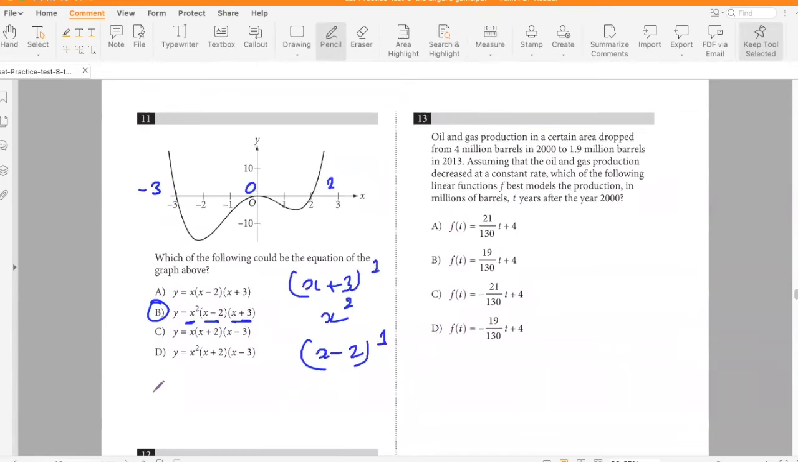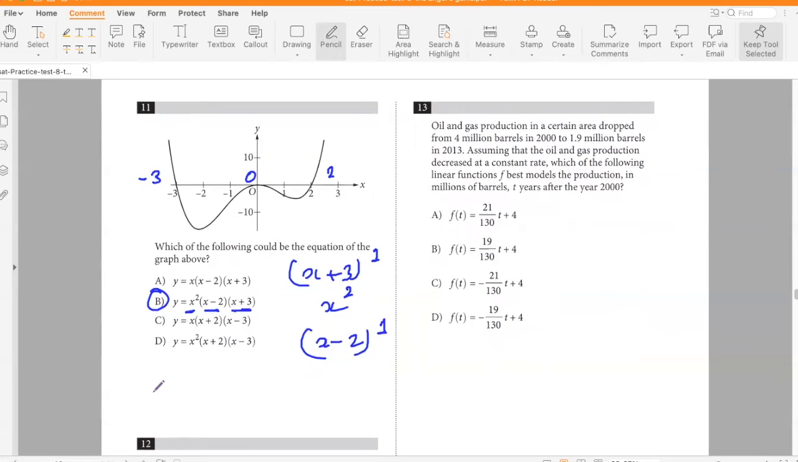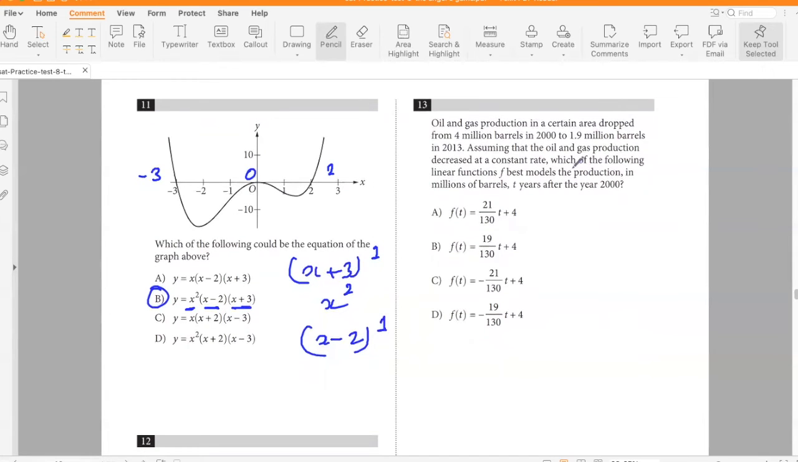Oil and gas production in a certain area dropped from 4 million barrels in 2000 to 1.9 million barrels in 2013. Assuming that the oil and gas production decreased at a constant rate, which of the following functions best models the production t years after the year 2000? Okay, so in 2000, it was 4 million barrels. So if we use y is equal to mx plus c, then the y-intercept is 4.